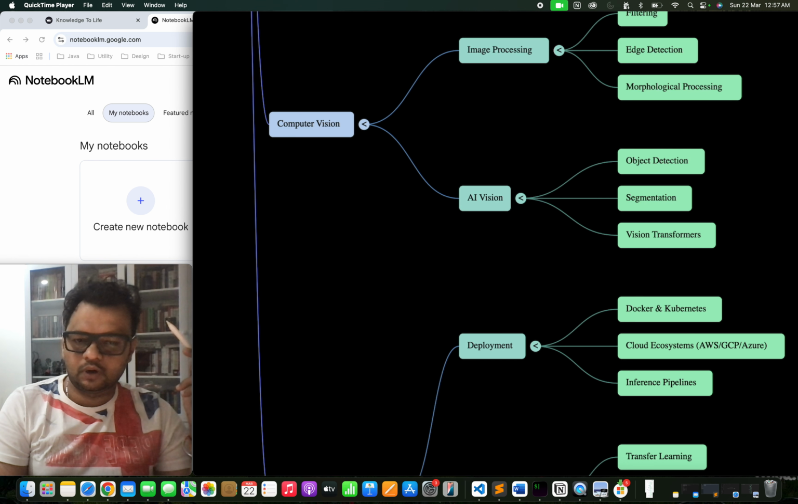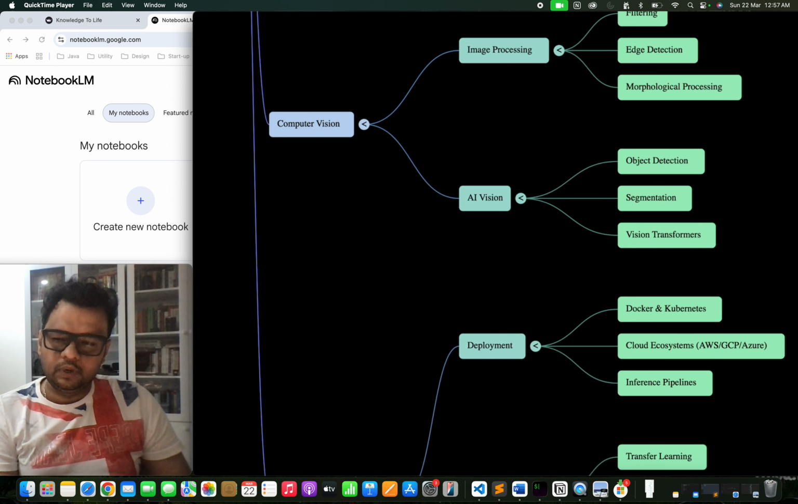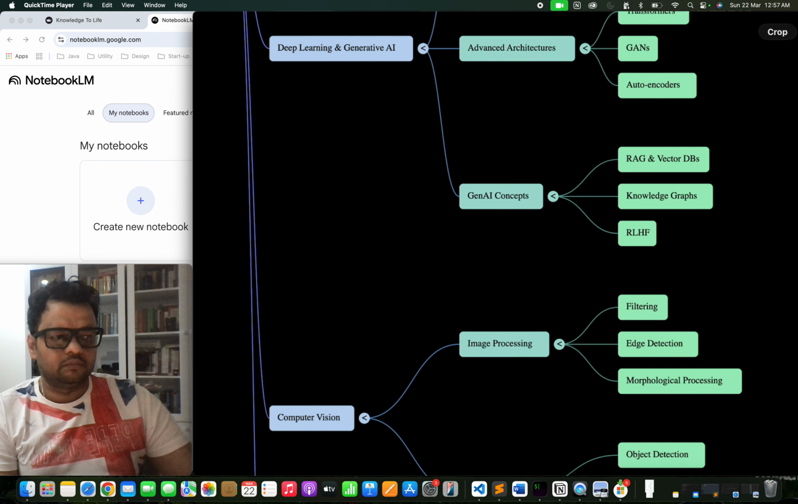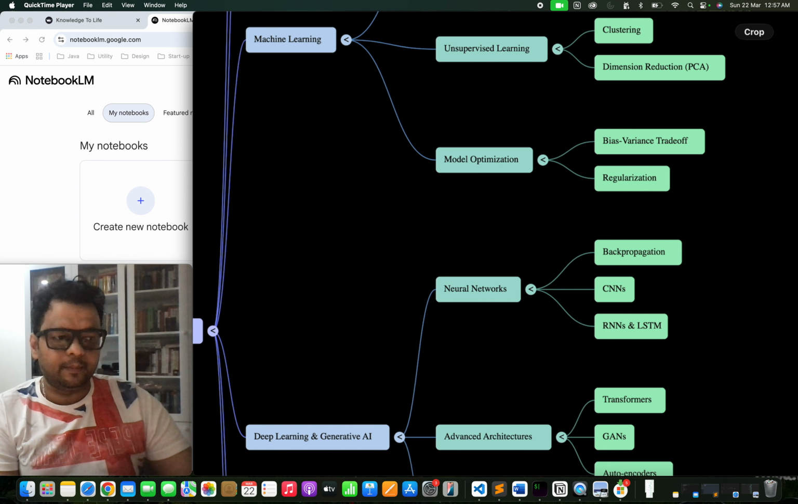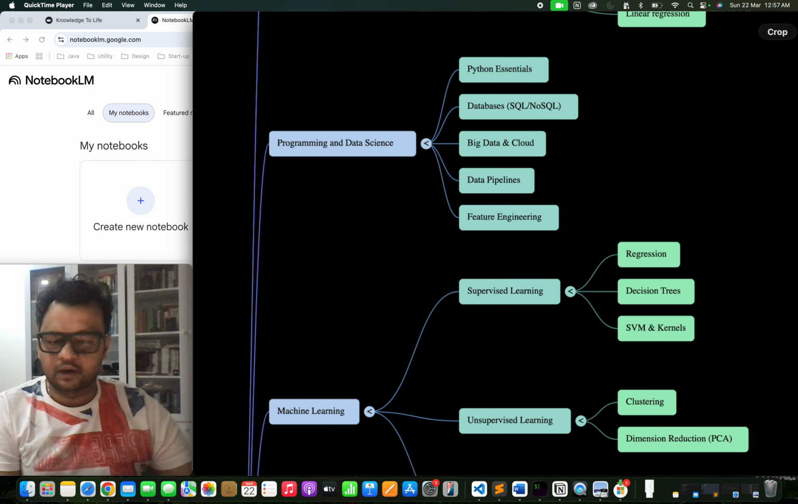these models onto some cloud-based environment, right? We'll look into Docker, Kubernetes, cloud ecosystems, inference pipelines. We'll learn about transfer learning, fine tuning, and other aspects of large language models. As I said, I literally had limited time to prepare this, but this gives you a whole lot of idea of what all things we will be covering overall.